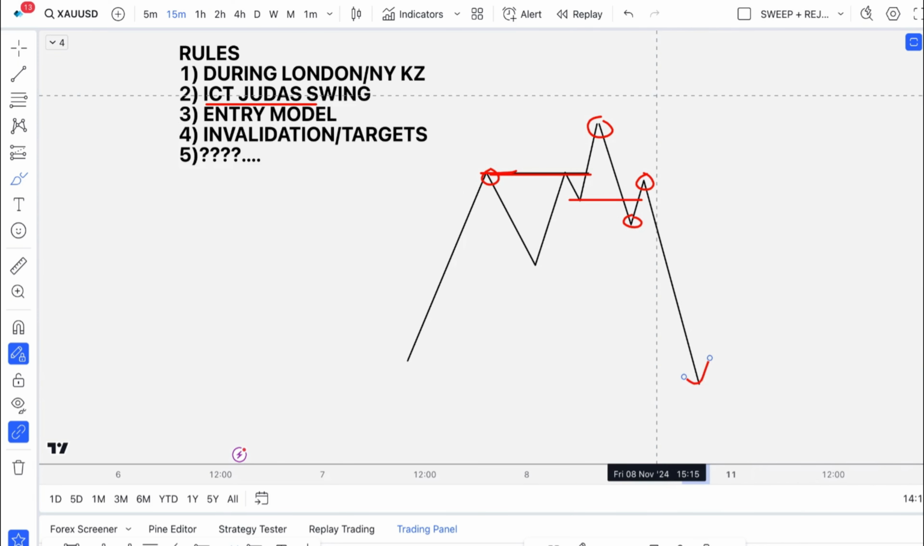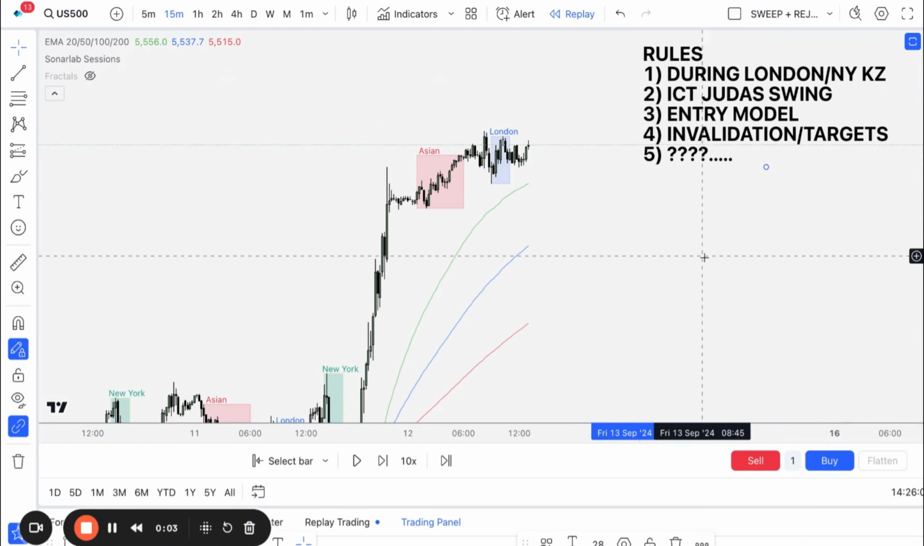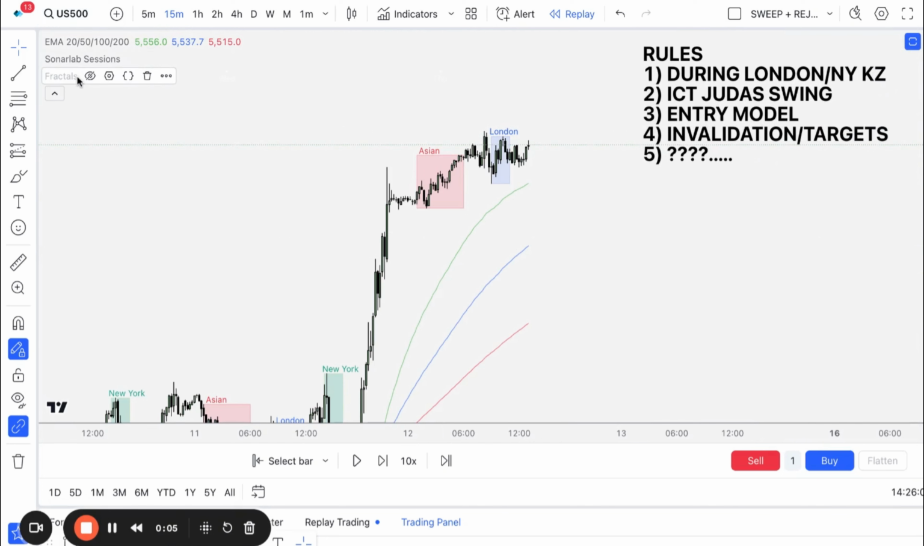Or alternatively, you can just look to execute this based off the higher time frame confirmation. So now let's look at some live examples using this exact strategy right here. Okay, so now let's look at some live examples. So this is on the US 500, so the SPX.